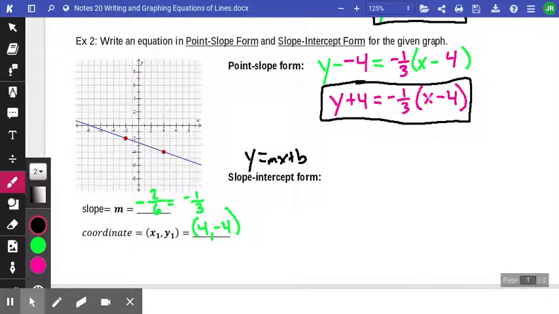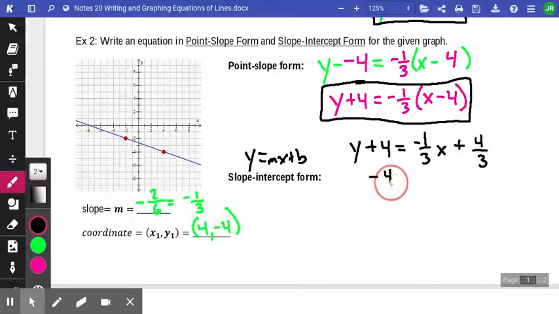We need to get rid of the parentheses, and then we need to get y by itself. So get rid of the parentheses by distributing. So this is going to give me negative 1/3 times x, which is negative 1/3 x. And this is going to give me negative 1/3 times negative 4. Feel free to use Desmos. And that's going to give me positive 4 over 3. Last, I need to get y by itself. I'm adding 4, so the opposite is minus 4. So I'm going to subtract 4 on both sides.